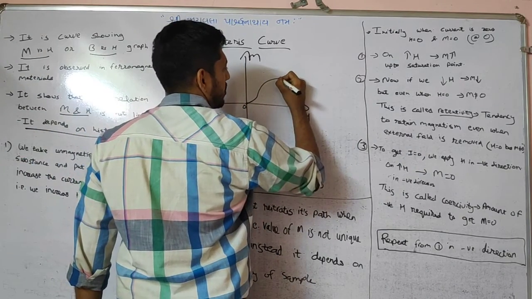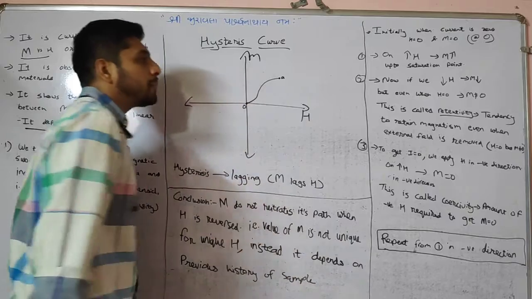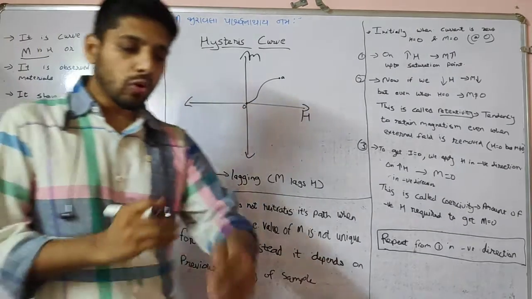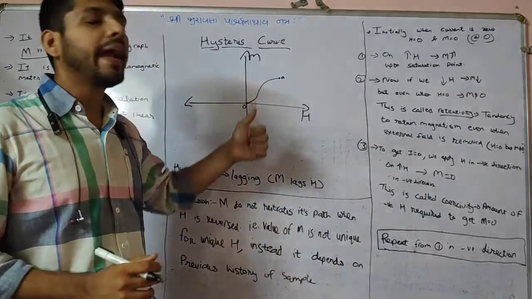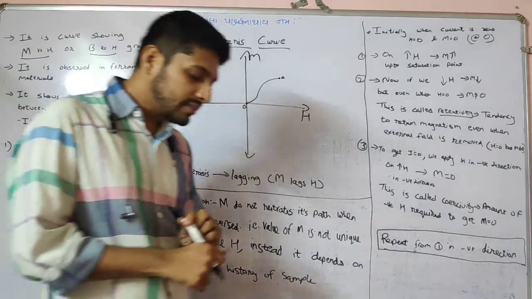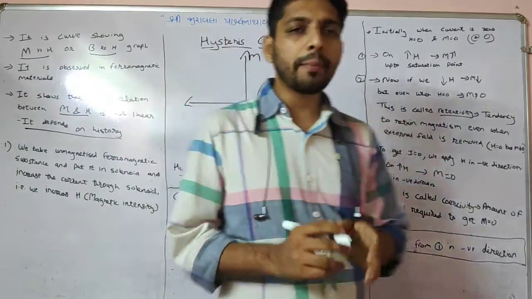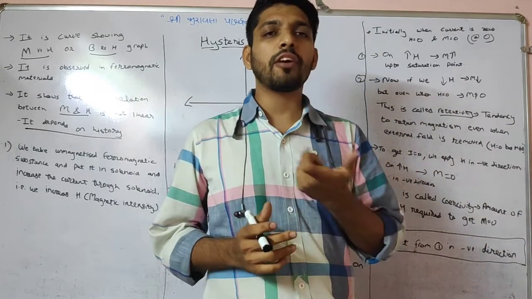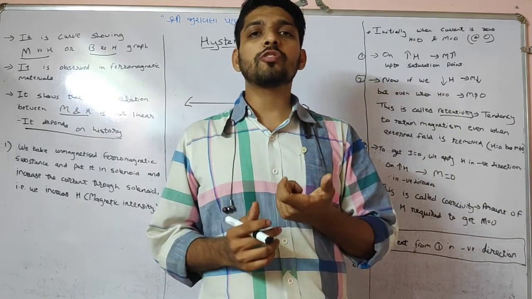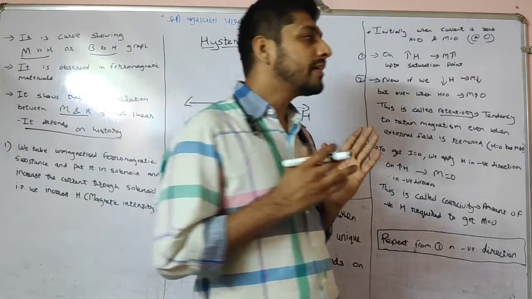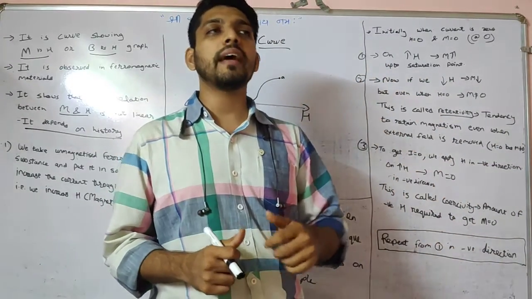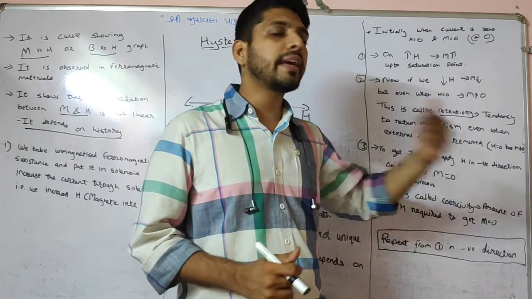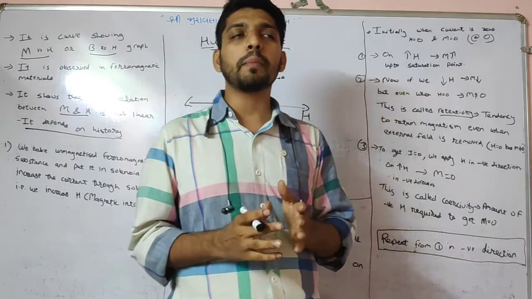But at a certain point, say A, if you go on increasing the value of H, the value of M remains constant. What does that mean? Suppose I am applying some external field on a ferromagnetic material, there is a limit until all the dipoles are aligned in the same direction. Till that point only it can increase its magnetism, that is internal magnetism.